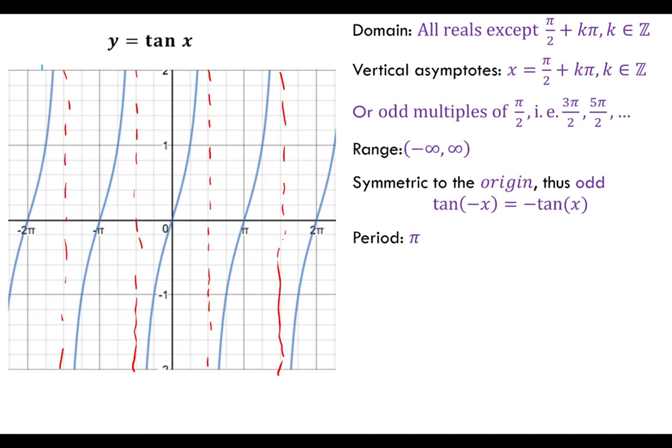The period, once again, is pi. Notice that if I take the midline points from here to here, that's a distance of pi. If you would rather, you could measure from asymptote to asymptote. Still, period is pi.